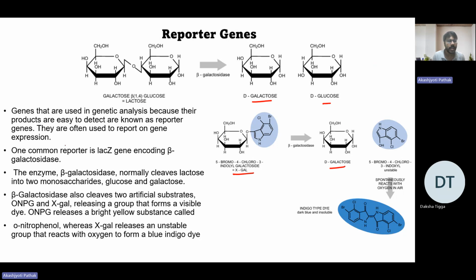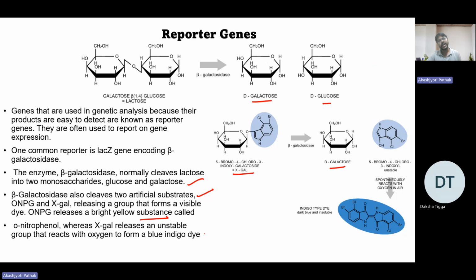Okay, so the enzyme beta galactosidase normally cleaves lactose into two monosaccharides, glucose and galactose, but beta galactosidase also cleaves artificial substrates. So what are these two artificial substrates? One is ONPG and another is X-gal. This beta galactosidase on reacting with ONPG produces a yellow colored compound, a bright yellow substance, but when it reacts with X-gal, which is basically 5-bromo-4-chloro-3-indolyl galactoside, it produces a compound, and when this compound reacts with air or oxygen, it gives a blue indigo dye.